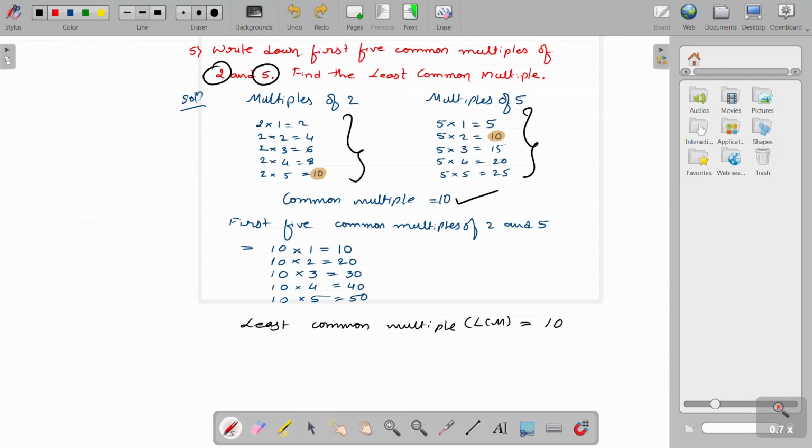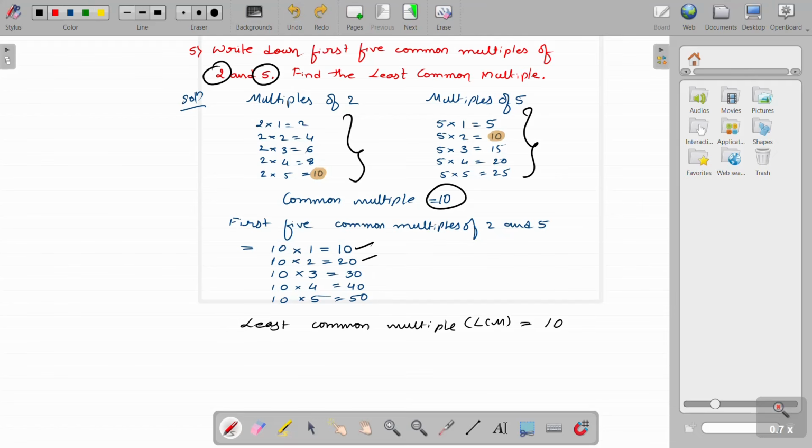So that we understood. And now they are asking us to find the first five common multiples. Because of that, I took this common multiple 10. I multiplied with 1. We got 10. That will be the first common multiple. Second common multiple means 10 into 2, that is 20. Third common multiple 10 into 3. Fourth common multiple 10 into 4. Fifth common multiple 10 into 5, which is 50. So we got finally the 5 common multiples as 10, 20, 30, 40, 50.